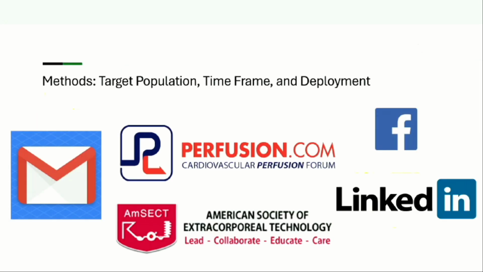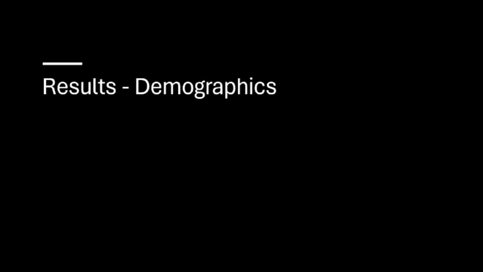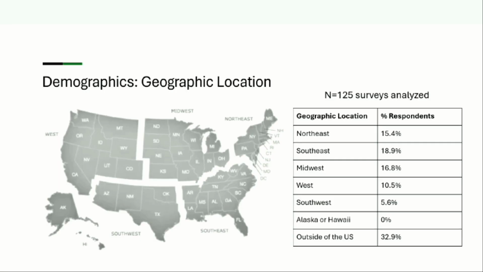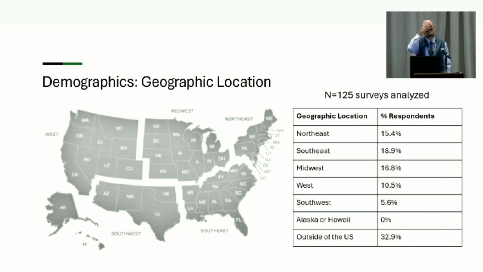The survey was distributed through all the typical outlets, and here's who participated in that survey. We had 125 surveys to analyze when we were done, after we got rid of outliers: people who didn't complete questions, or people that don't pump peds, for instance. We had to pick out some of the chaff to get to the good seed.